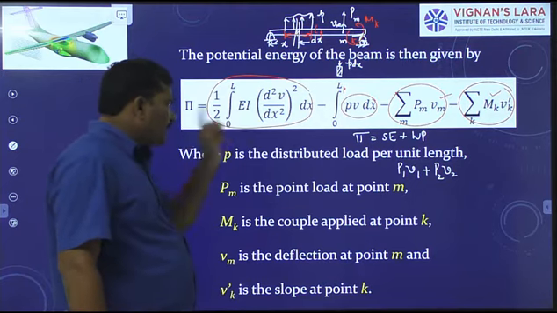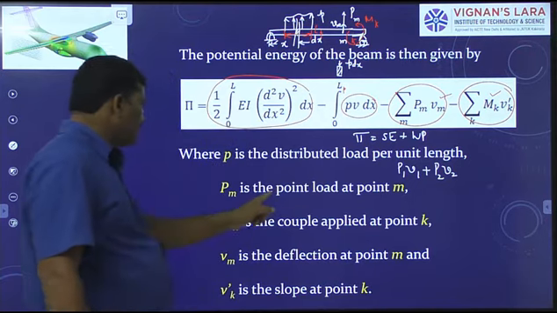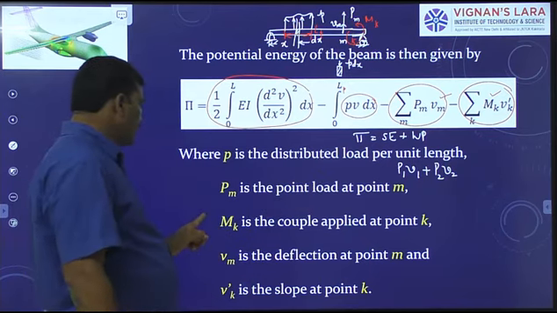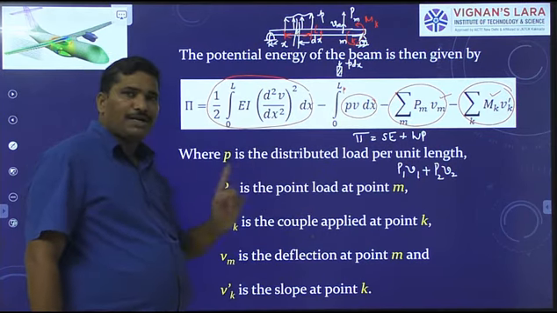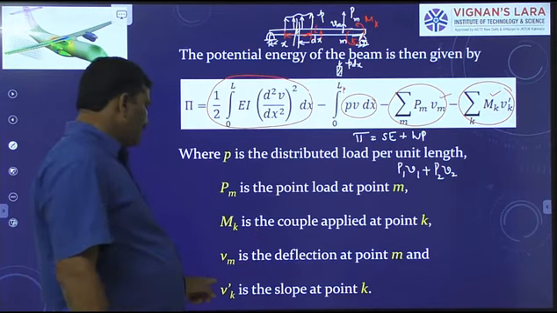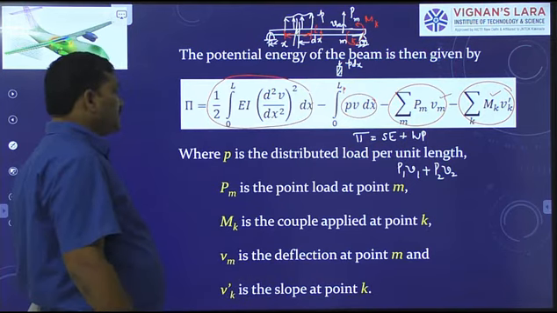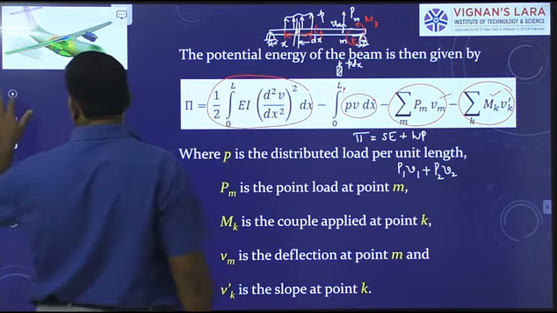The symbols that I have used are explained here. Go through them. Pm is the point load at point m, and Mk is the couple applied at point k, vm is the beam deflection at point m, vk dash is the slope at point k, and p is the distributed load per unit length.